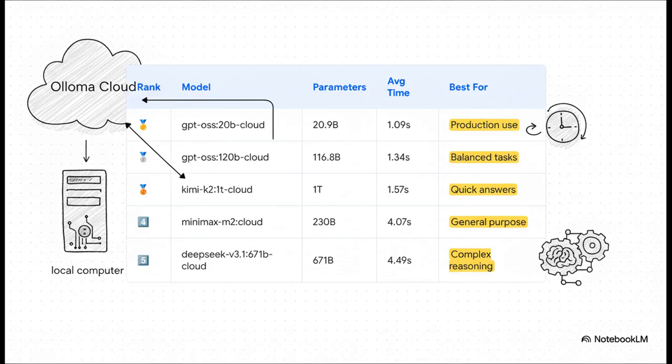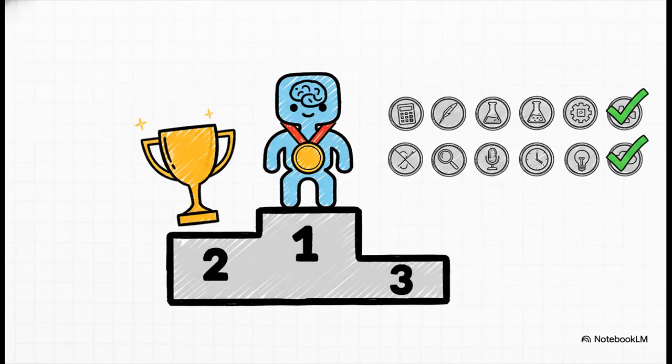And check this out. In third, the 1 trillion parameter model, Kimi K2, proves that even a giant can still give you super quick answers. But let's be totally clear here. This wasn't even a close race.